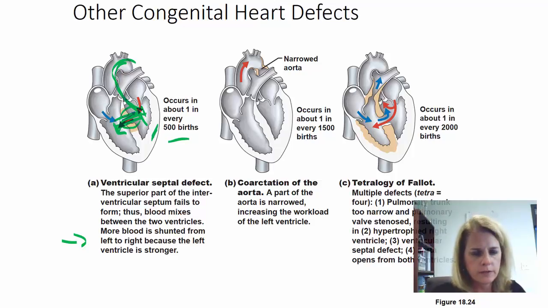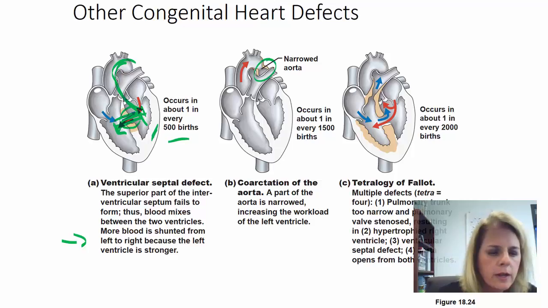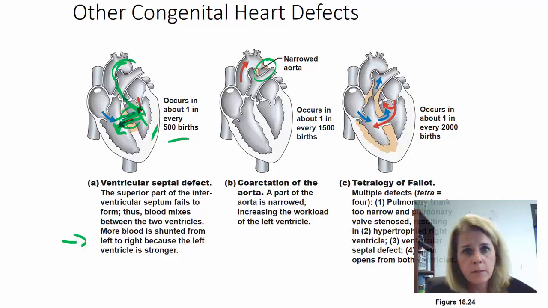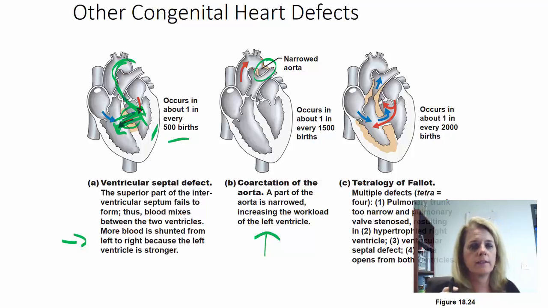All right, so you'll see more shunting of the blood from the left to the right side, which can cause problems, obviously. You can have coarctation of the aorta, which means narrowing. That's just all that means. So a narrowed aorta, and that's not good because that means your left side has to work harder. It's like you've put a constriction band around the aorta, so now the ventricle has to work really hard to pump that blood through the aorta. So that can cause problems. That has to be repaired.